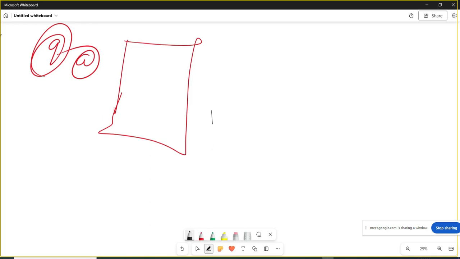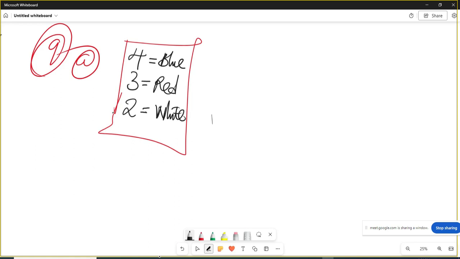So this shape which I've drawn, I'll assume that it's a bag. So in this bag, we have four blue marbles. So I'll write four, which are blue. Four blue marbles and three, which are red. Red marbles. And two, which are white marbles, like that.